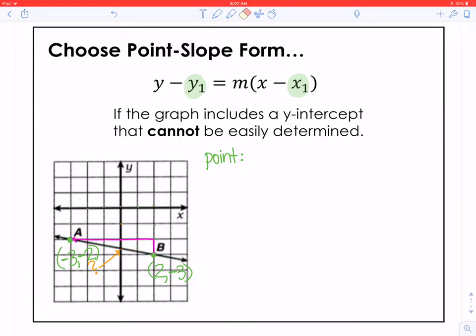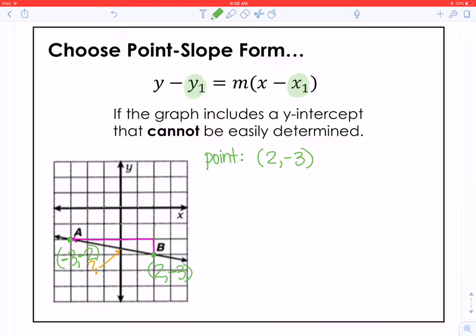So I'm going to use one of those. I prefer 2, -3. It doesn't matter. You'll end up with the same answer in the end no matter what. But I kind of like 2, -3 because I have at least one positive. You know me, I avoid negatives if I can. Since I get to choose, I'm going to choose point B.